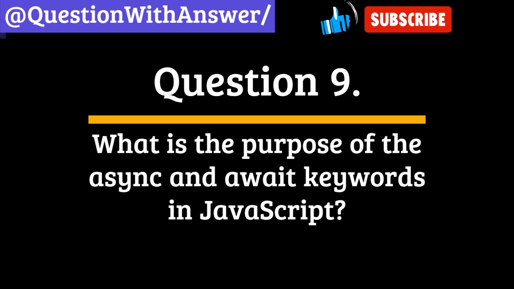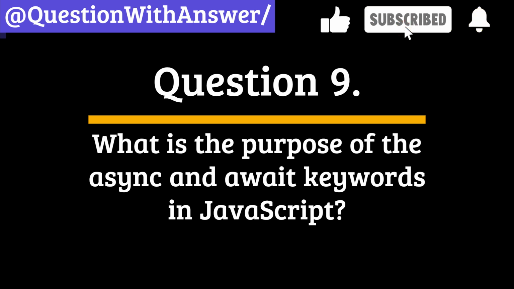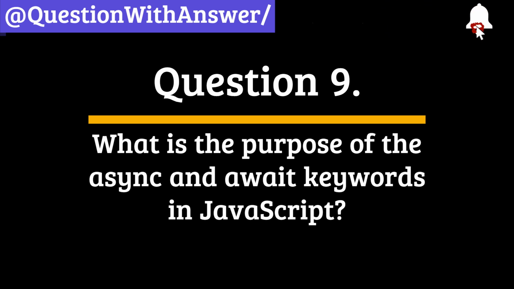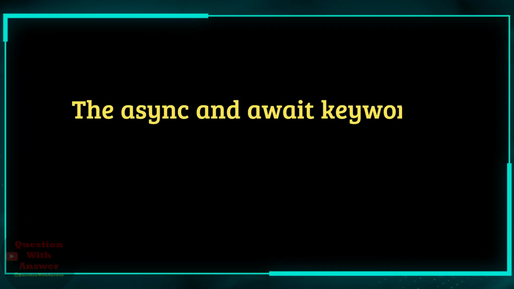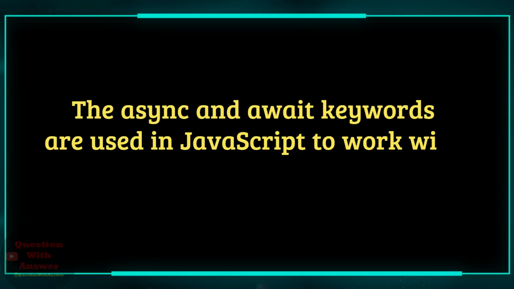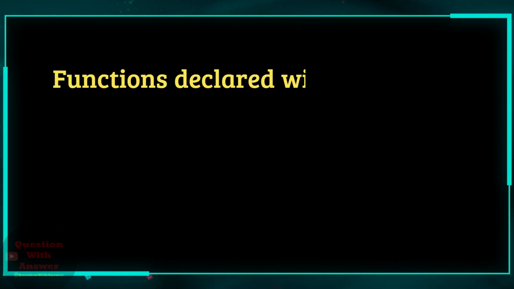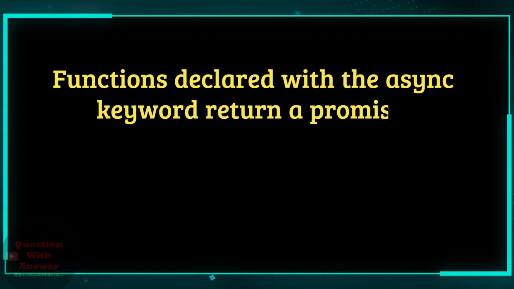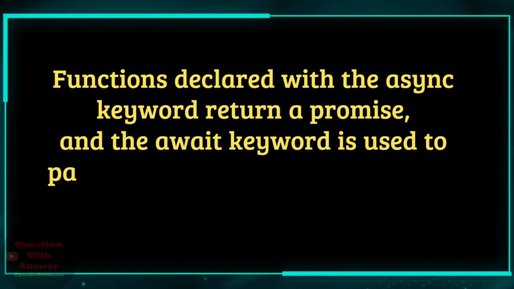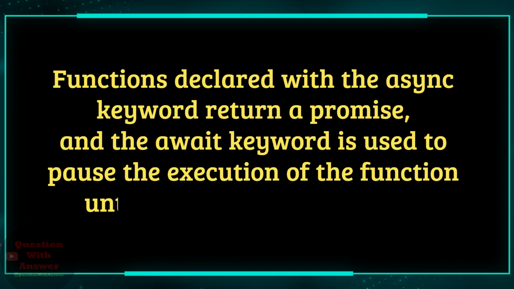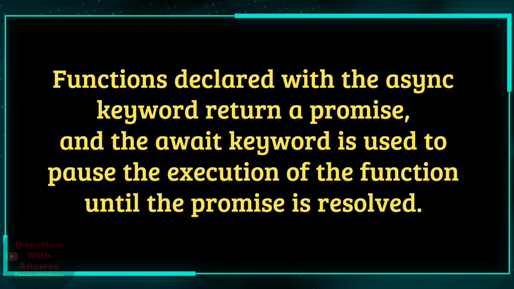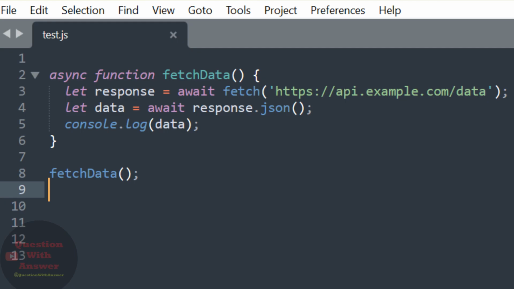Question 9. What is the purpose of the async and await keywords in JavaScript? Answer. The async and await keywords are used in JavaScript to work with asynchronous code more easily. Functions declared with the async keyword return a promise, and the await keyword is used to pause the execution of the function until the promise is resolved. This is the example of async and await keywords in JavaScript.